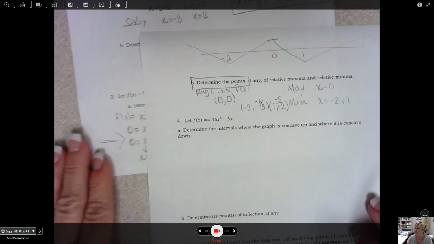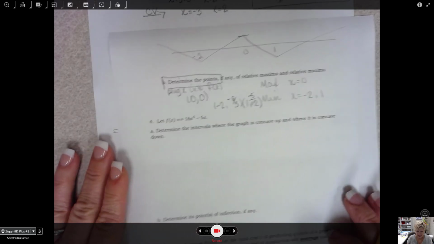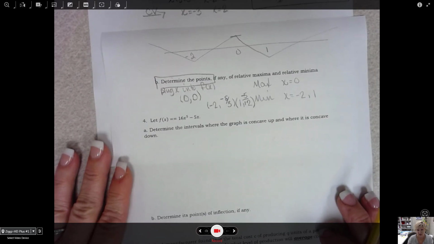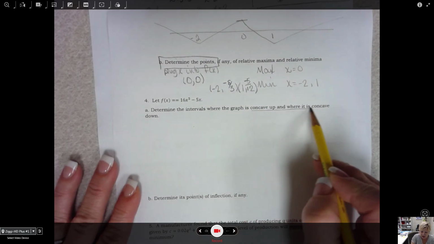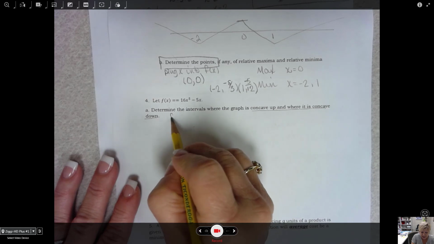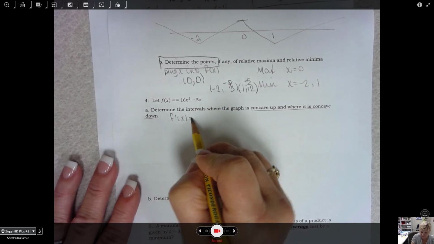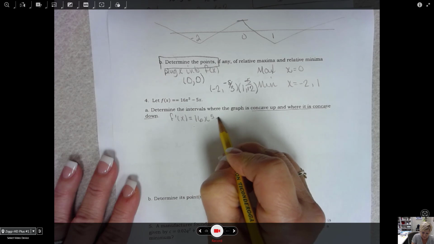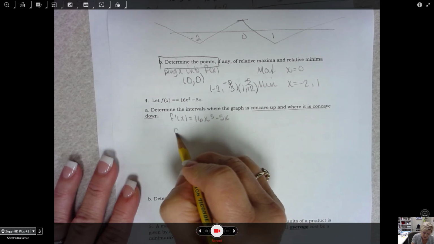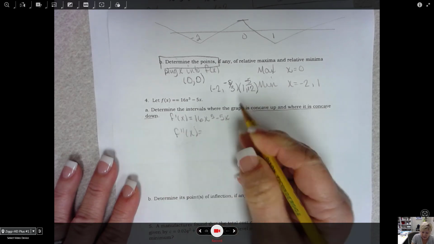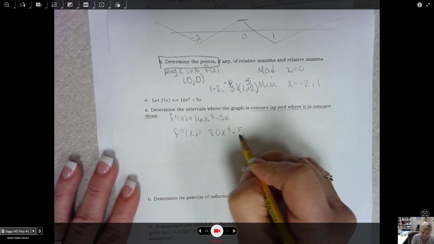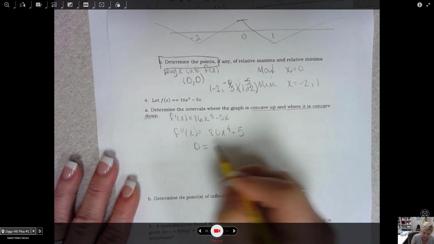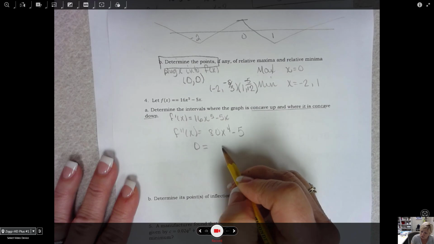Number 4, let f of x equal 16x to the 5th. Determine where it's concave up and concave down. Go straight to the second derivative. That would be 80x to the fourth minus 5. And we can, let's see, second derivatives.